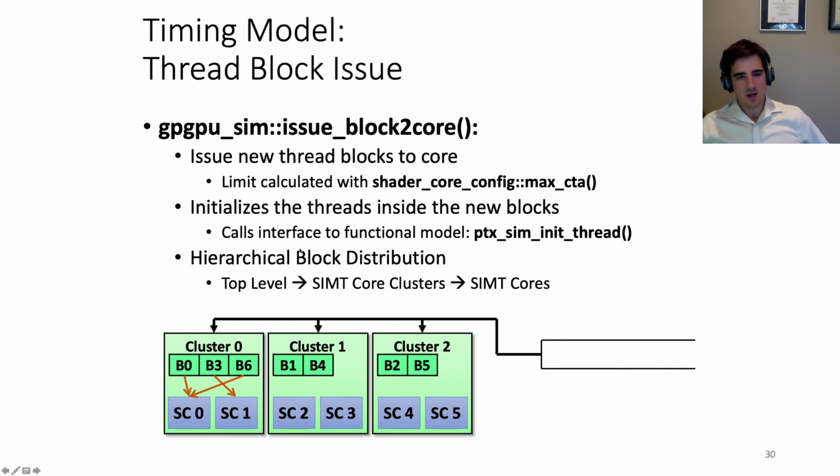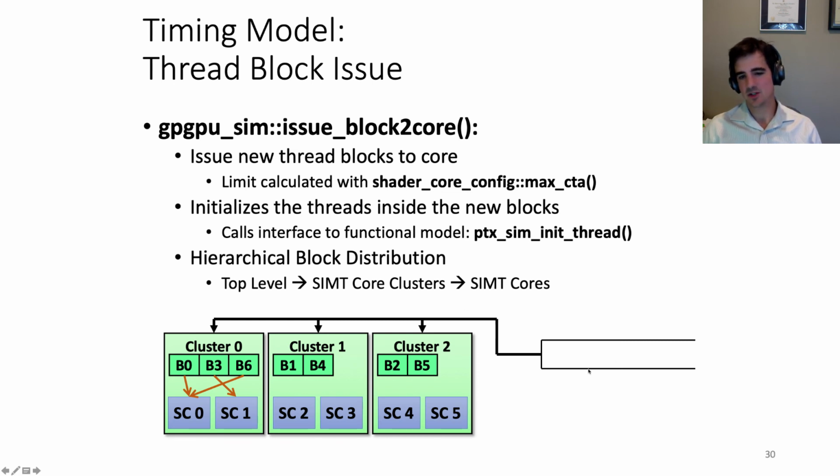Now, the way that the thread block scheduler works is it's this hierarchical block distribution thing, which means that there's a top level, and then we've talked about before that you've got a bunch of different clusters, and each cluster will actually be composed of more than one SIMT core. So that's what this SC stands for. In this case, we've got 3 clusters shown, and each cluster is composed of 2 cores.